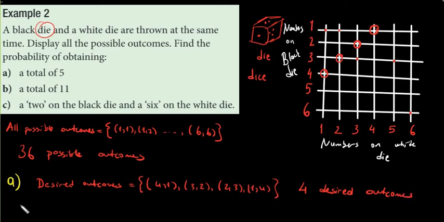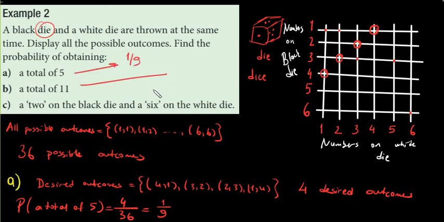Okay, so the probability of getting a total of 5 is going to be the number of desired outcomes, which is 4, over the number of all outcomes, which is 36. Divide both the numerator and the denominator by 4. So 1 over 9 is going to be the answer. Any question? So that's going to be 1 over 9.